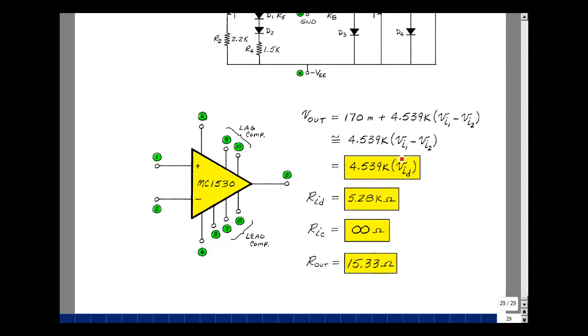You can construct an equivalent circuit for this if you want to show a differential input resistance, a voltage-controlled voltage source with a series output resistance. I've drawn here a symbol of an op amp and labeling this as the MC1530, where we've got a positive input and a negative input, and relative to this we get a positive gain, plus and a minus power supply and an output pin. Pin 3 is actually the ground connection. There's 4 more terminals here on this IC, and they're labeled lag compensation and lead compensation.